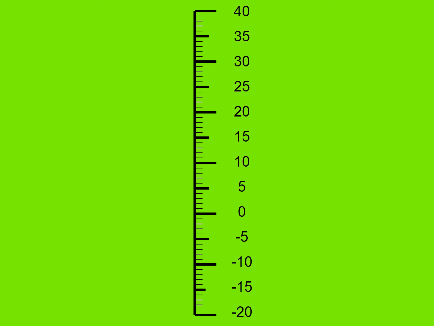But actually you'll notice there are some little sections in between, little marks. I wonder if we go back to 0, how many of these small sections are there between 0 and 5? Well, there are 1, 2, 3, 4, 5. So each one of those small sections is 1.